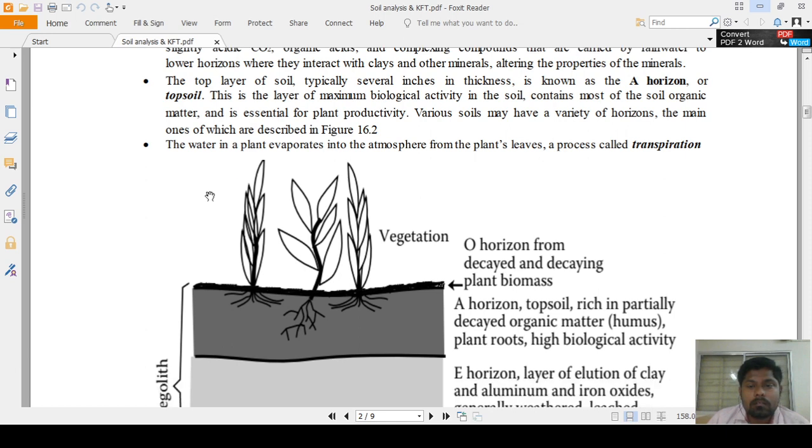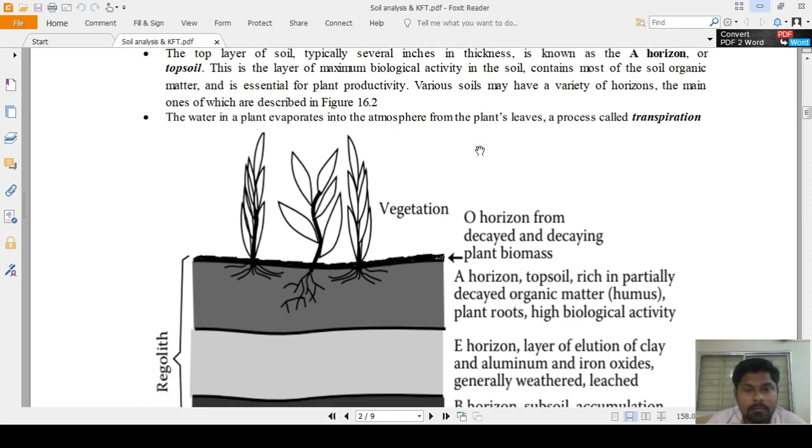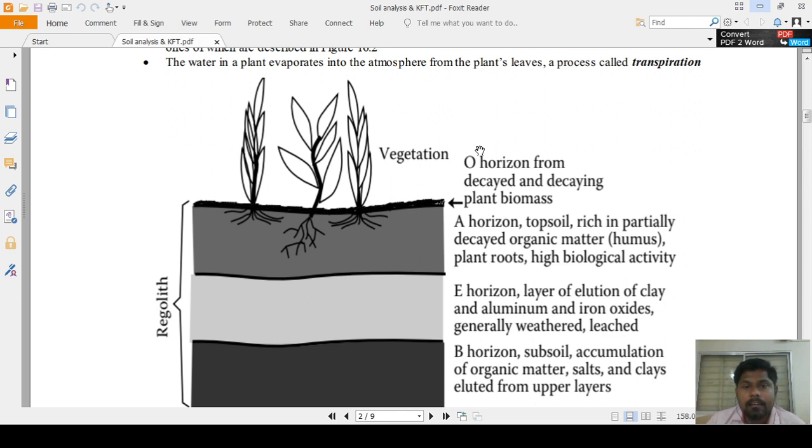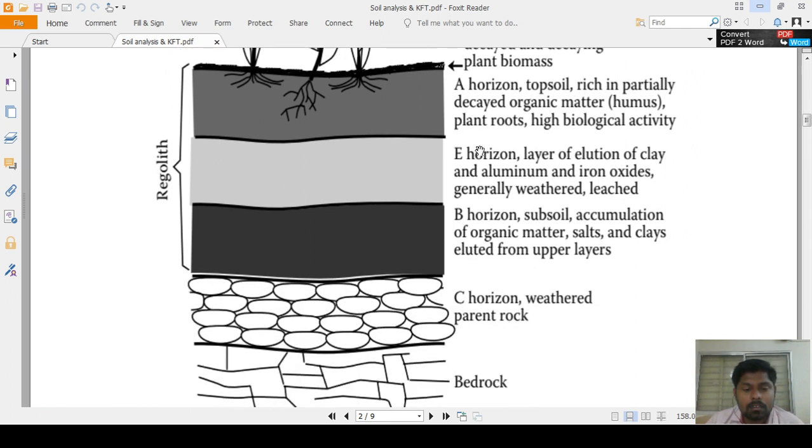One more important definition here is transpiration. Transpiration means the water in a plant evaporates into the atmosphere from the plant leaves. That means, because of sunlight, the plant leaves evaporate the water that was absorbed by the roots. So that process of escaping or evaporating water from the plant leaves is known as the transpiration process. And that is the diagram for the soil horizons.